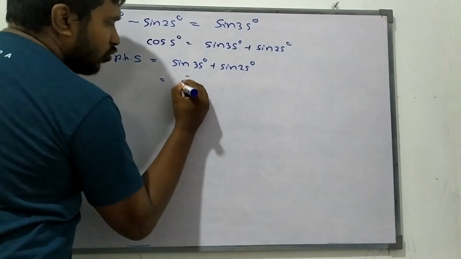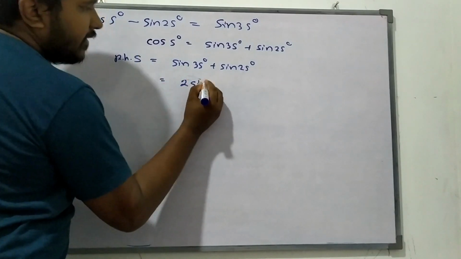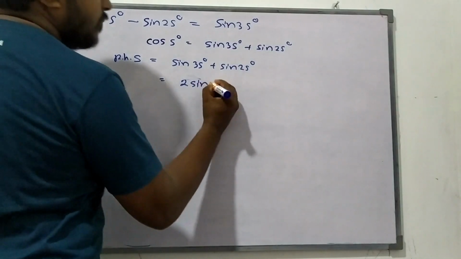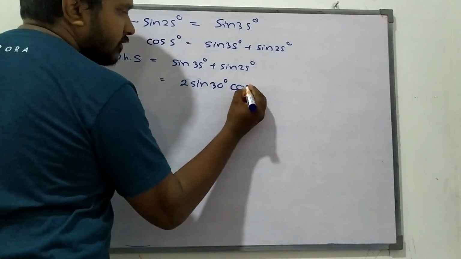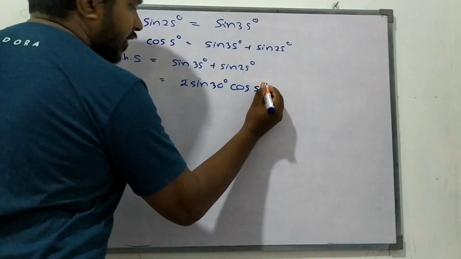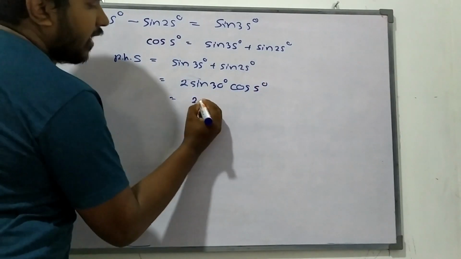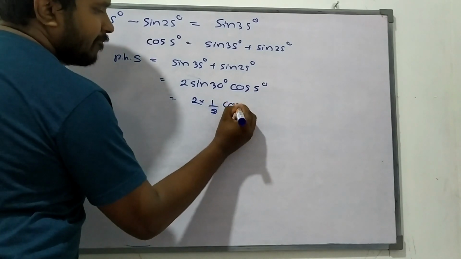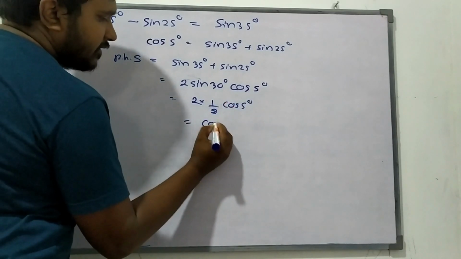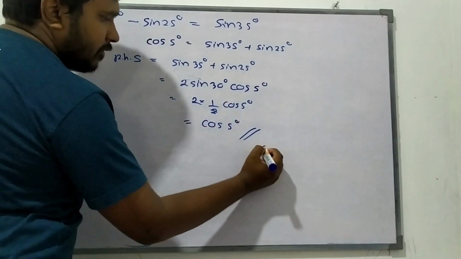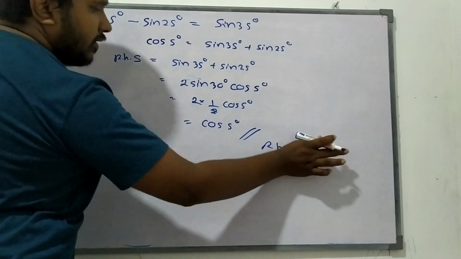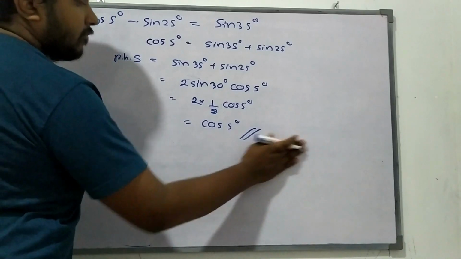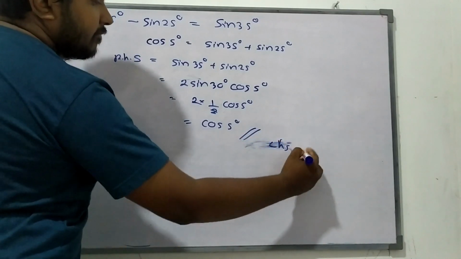So this is 2 sin of the addition, 60 divided by 2, it's 30, cos of the subtraction, it's cos 5. So actually sin 30 is half, no? Cos 5. Then the answer is cos 5. This is my left hand side, LHS.